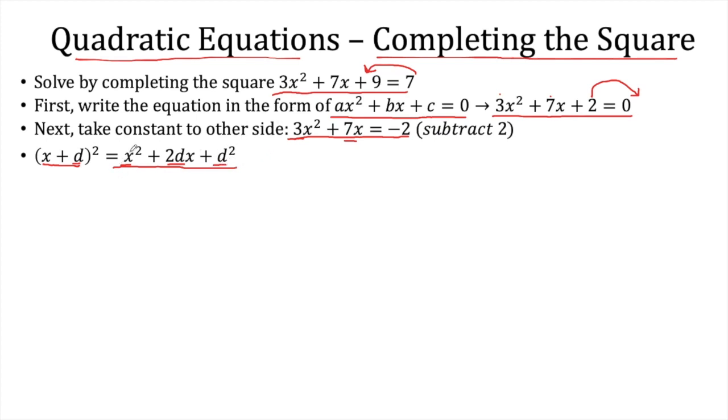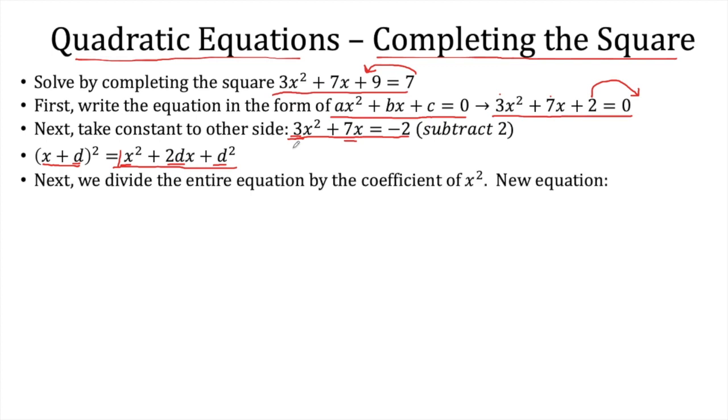So first we will take a look at our x squared terms. And we see that in the binomial expansion, the coefficient of x squared is 1. And in our equation, the coefficient of x squared is 3. So we must bring it to 1. And in order to do that, we will divide both sides of the equation by 3, which also means dividing the entire equation by 3. And we will see that our new equation is x squared plus 7 by 3x is equal to negative 2 by 3. And this is because 7 and 2 are not multiples of 3. That's why we have the fractions.